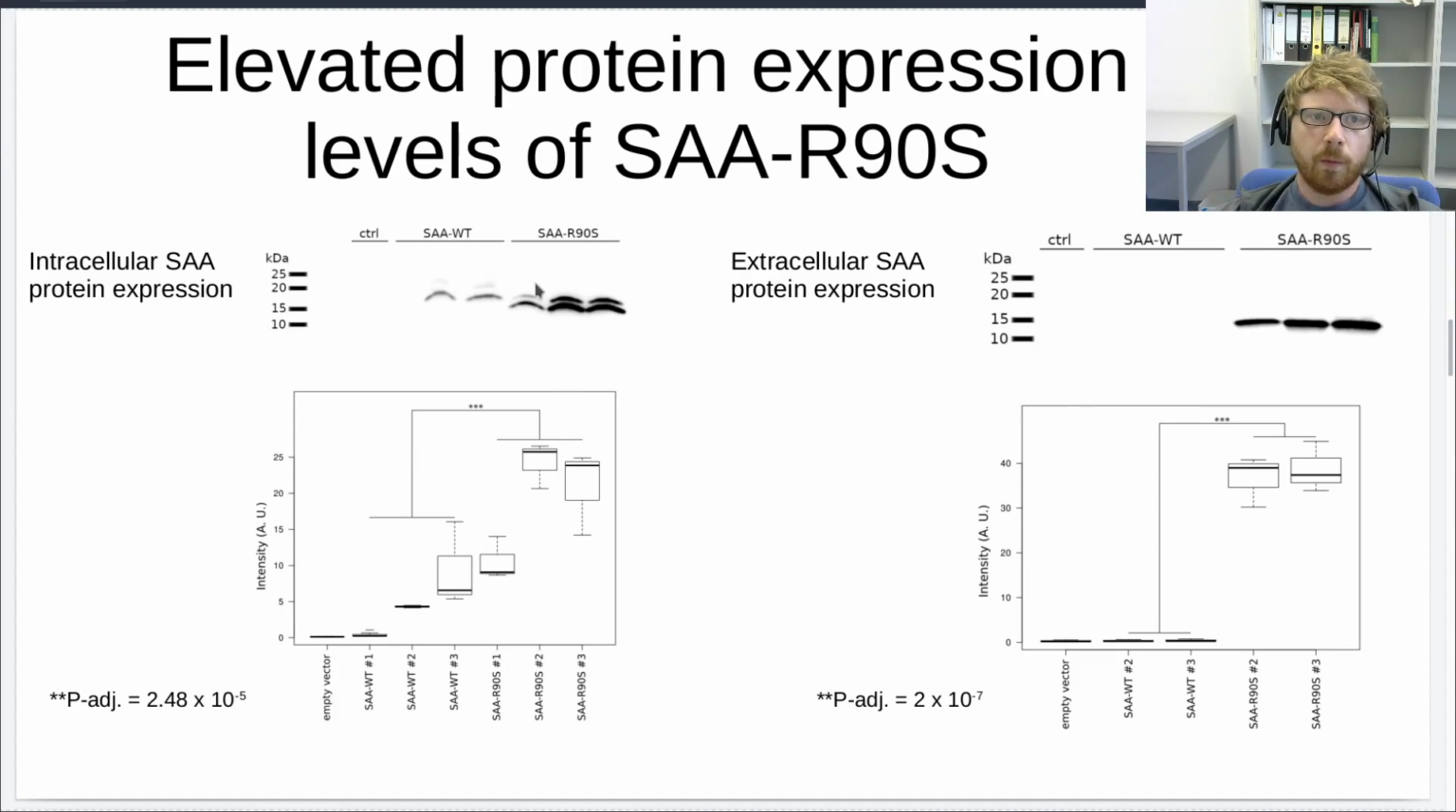So we checked SAA expression in cell lysates with a Western blot, and as you can see here, we don't see a strong expression of the wild-type protein, but the SAA R90S protein is highly enriched inside the cells. This is also true for the extracellular space. So in the medium of the cells, we couldn't find any wild-type SAA after 24 hours of incubation, but we found huge amounts of the mutated form.